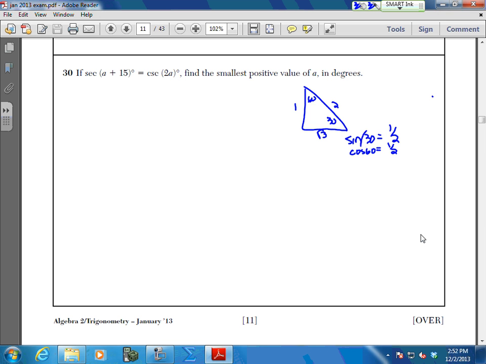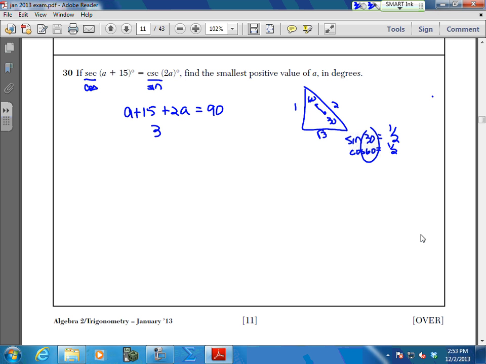And your angles are going to add up to 90 when your cofunctions are equal. So your secant and your cosecant are your reciprocals of your cosines and your sines. So those angles have to be complementary angles. They have to add up to 90. So you're going to take your a plus 15 plus 2a, and that has to add up to 90.